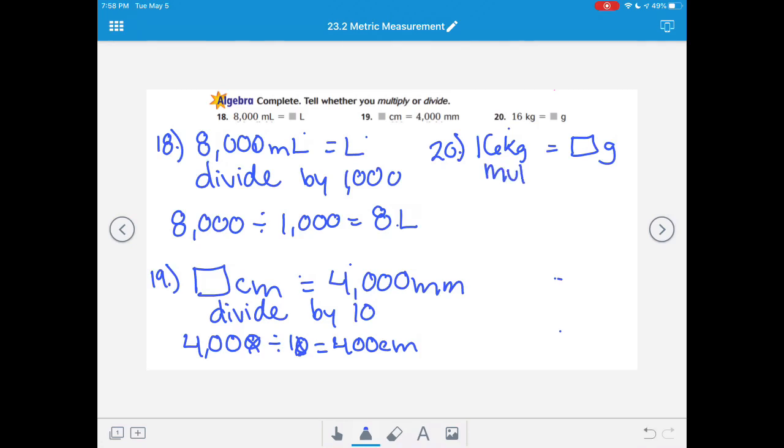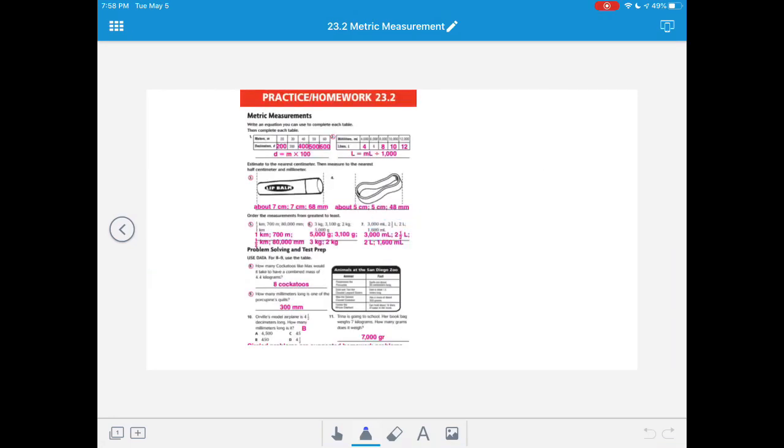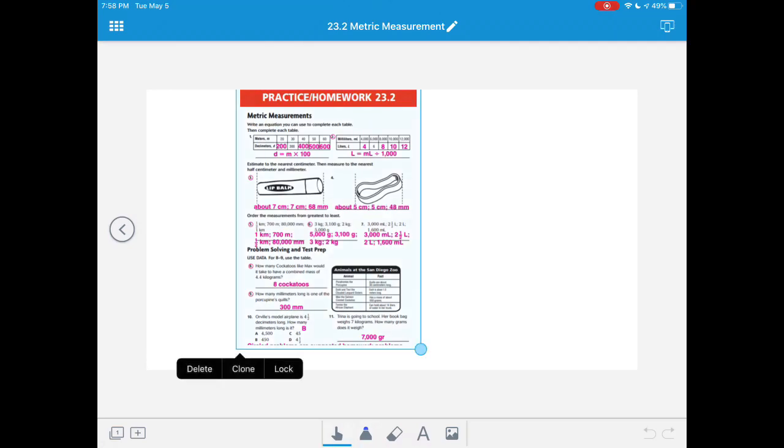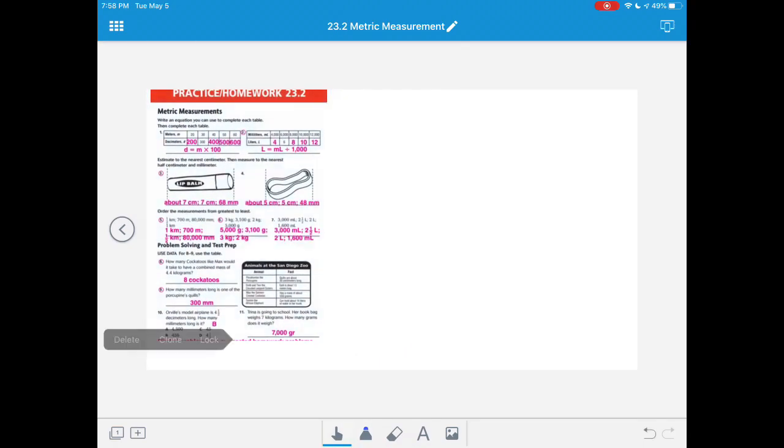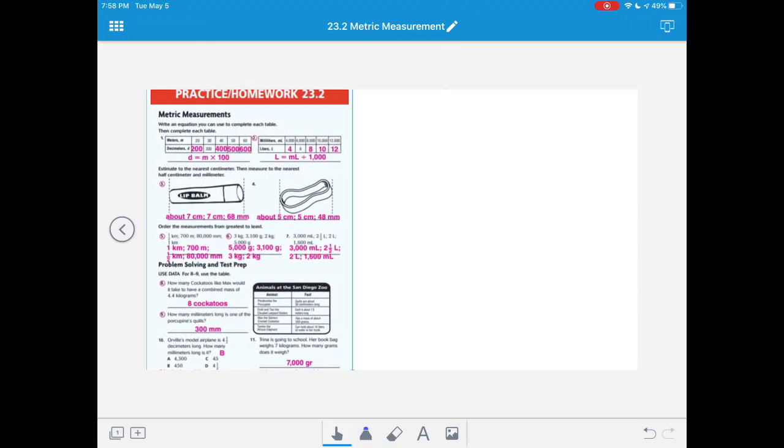So I need to multiply by 1,000. And let's take it a step further by actually solving that. That will equal 16,000 grams. Okay, so I know that was probably a lot and you might be feeling really pushed to your limit. So again, please just try your best and know that that is enough for me.